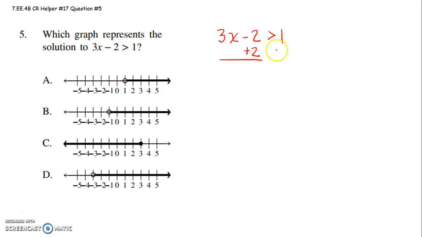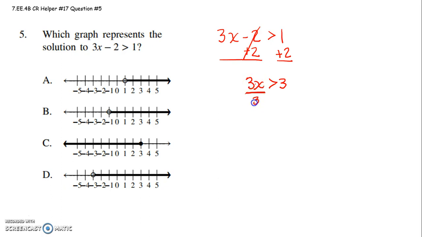If I'm adding 2 to the left-hand side of the inequality, I must also add 2 to the right-hand side of the inequality. Minus 2 plus 2, bye-bye. So on the left, I have 3x is greater than 1 plus 2 is 3. Now, in order to get x all by itself, I divide by the coefficient of x. The operation between the 3 and the x is multiplication. I undo multiplication with division.